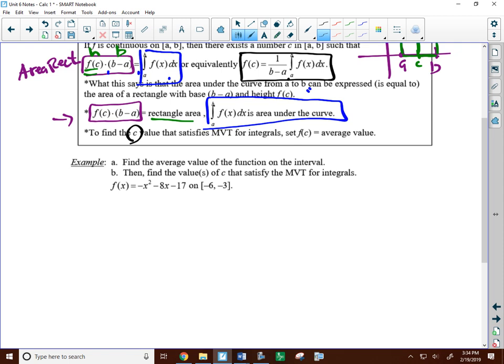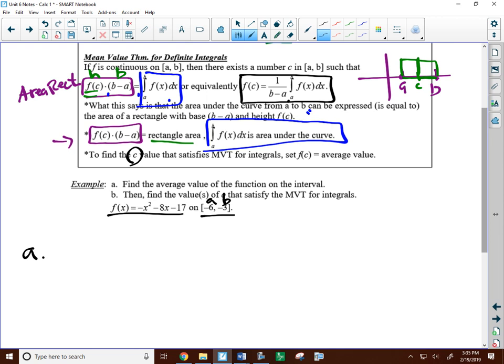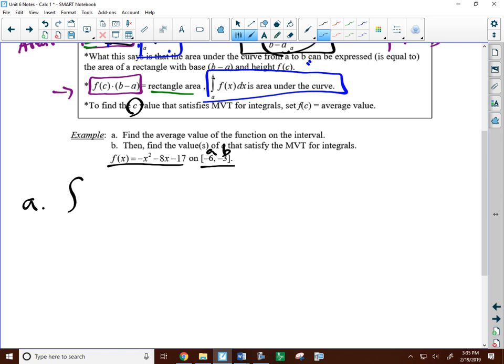So let's try one. First of all, find the average value of the function on the interval. So here's our function down here. Here's our a and b. Now, if you'd like, on this one, really the average value is the right side of this equation. It's this whole thing. What I like to do, though, sometimes is just do the area under the curve, and then divide by b minus a. So what I'm going to do is just the integral from a to b, negative 6 to negative 3, of f of x.